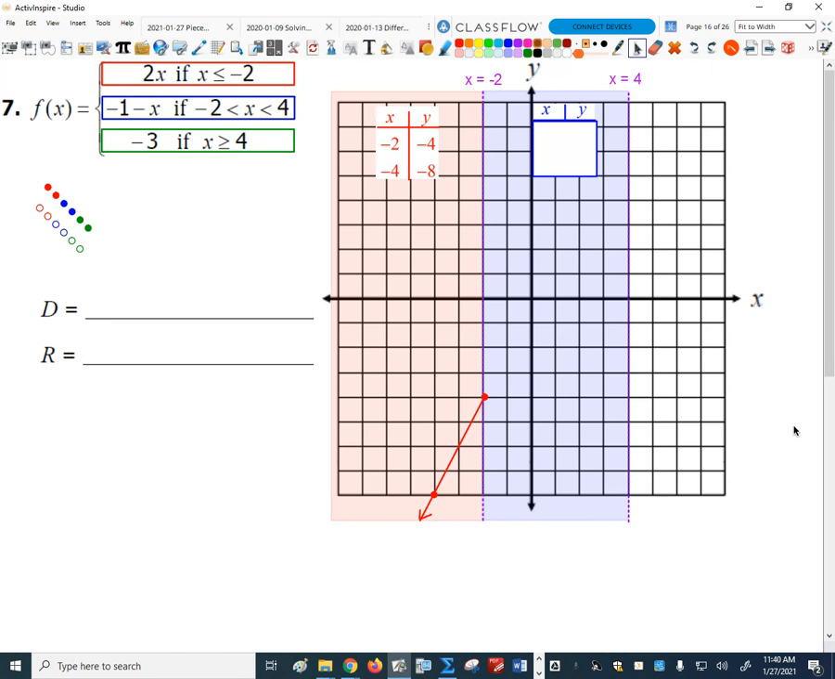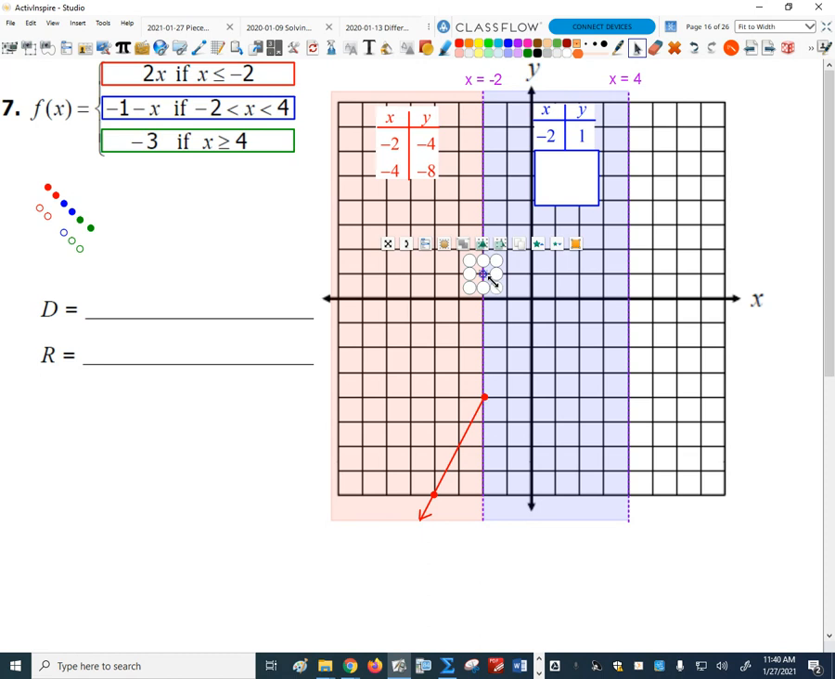Negative 2. Okay, good. Negative 2 would be a good one. If I plug negative 2 in, I'm going to get negative 1 minus negative 2, which is positive 2. So I'd get the point negative 2, 1. I'm not including negative 2 in my blue region, so that's going to have to be an open endpoint. So negative 2, 1 is right there.